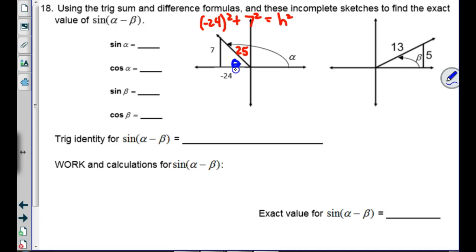And then I don't know what happened to some of you. Most of you had trouble with tangent, not sine and cosine, but sine would be 7 over 25, and cosine would be -24 over 25.